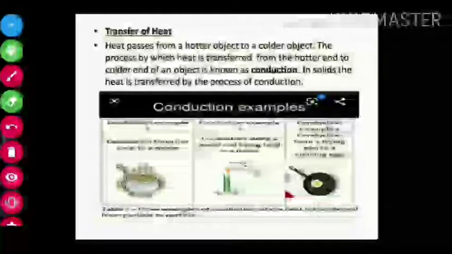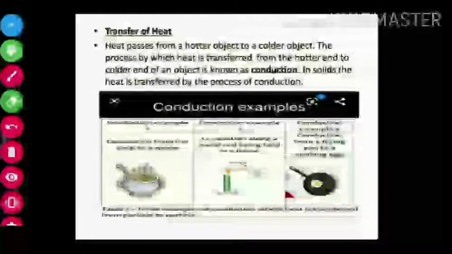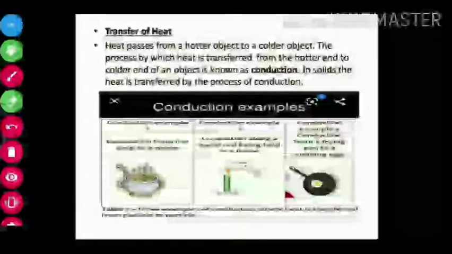When you are going near the fire, you are feeling hot, or when you are in an AC room, then you are feeling cold. So why is this happening? This is due to the transfer of heat. So let's see what is the transfer of heat.